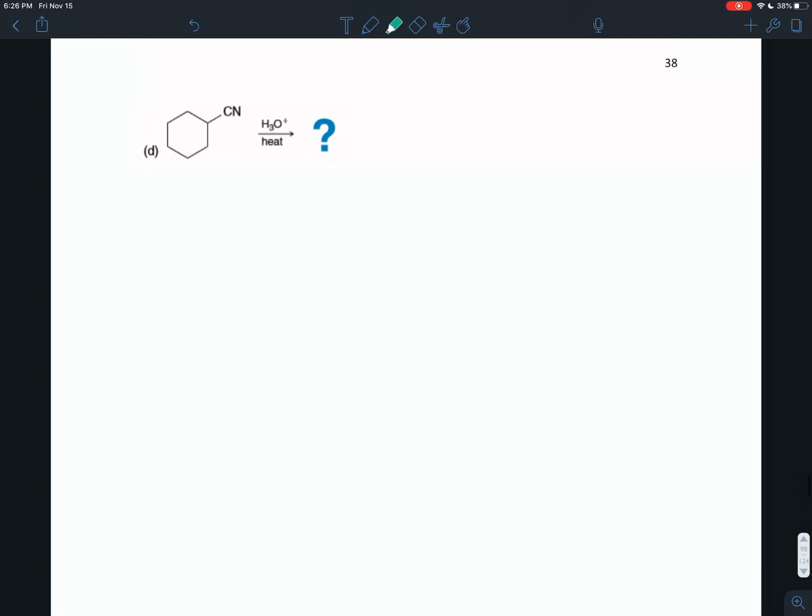Okay. Last one is the hydrolysis of nitriles. So here we're going to have a nitrile and we're going to use an acid catalyst to break it apart. Ultimately, if you're just looking at this from a synthesis perspective, this will turn the nitrile into a carboxylic acid. So it's just a one-step synthesis. But how does the nitrile, step by step, turn into a carboxylic acid in the presence of hydronium?